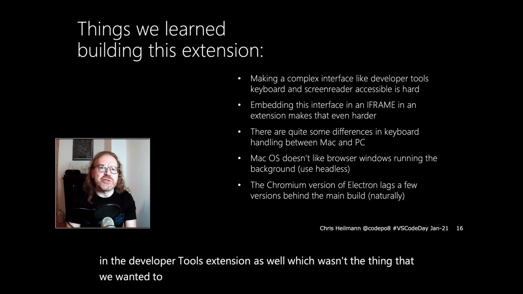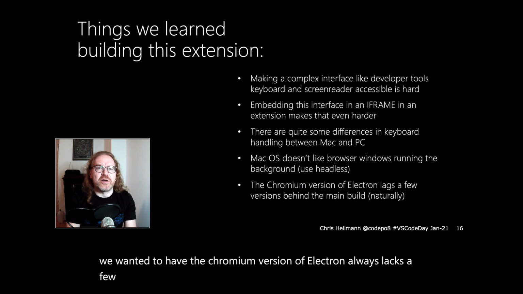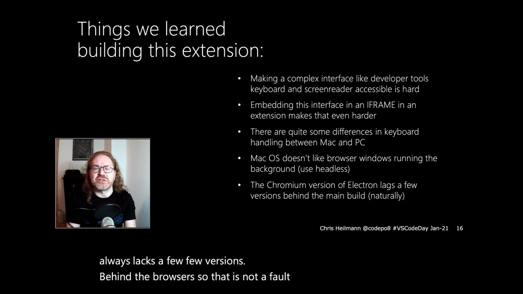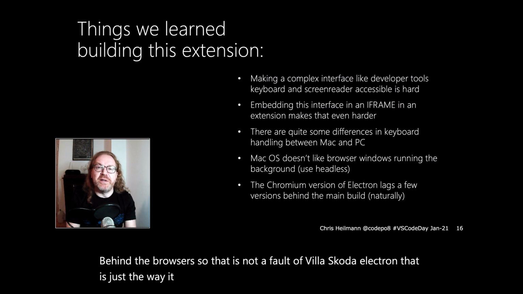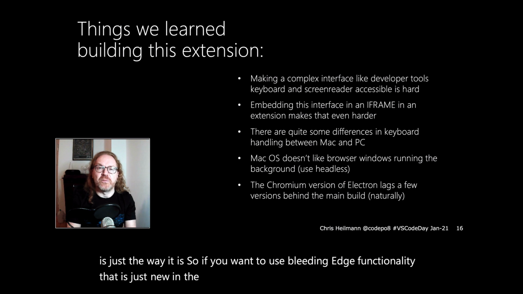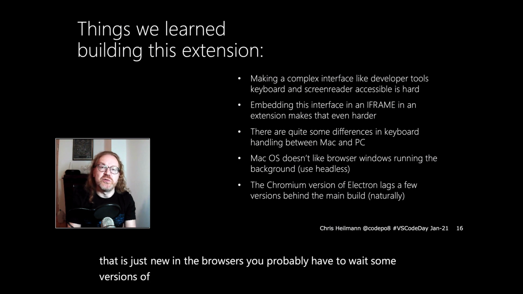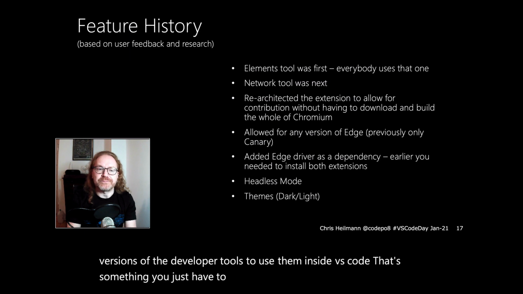The Chromium version of Electron always lags a few versions behind the browsers. So that is not a fault of VS Code or Electron, that is just the way it is. So if you want to use bleeding edge functionality that is just new in the browsers, you probably have to wait some versions of the developer tools to use them inside VS Code. That's something you just have to deal with at the moment.